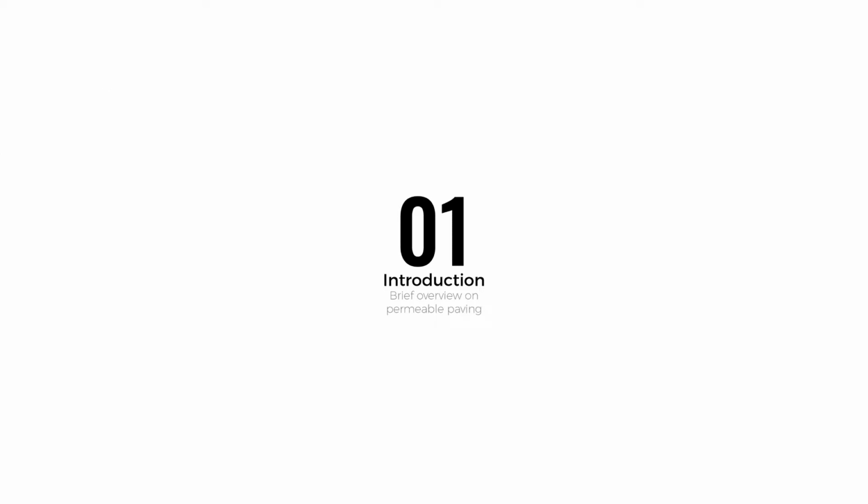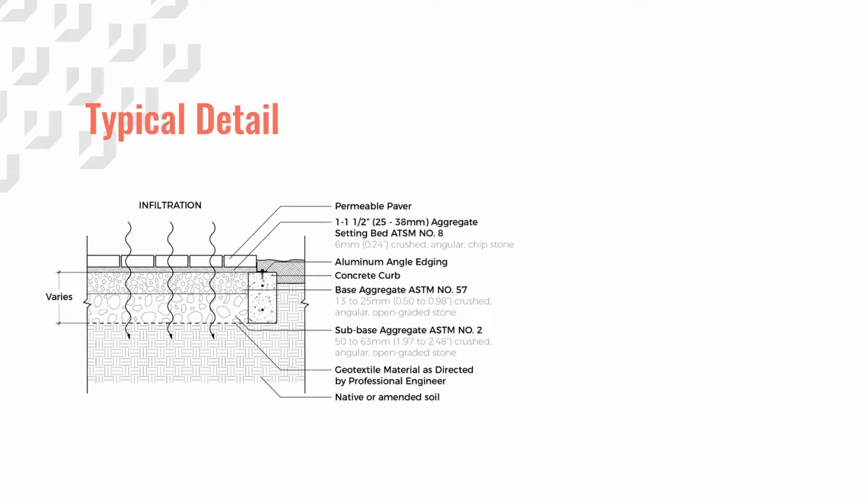Section 1, Introduction, a brief overview on permeable unit paving. This is a typical permeable paving detail and it is important to note that the depth of the base material varies depending on site conditions. Different infiltration rates due to site soils and the loading the pavement will receive are two factors that strongly relate to the depth of the granular base.